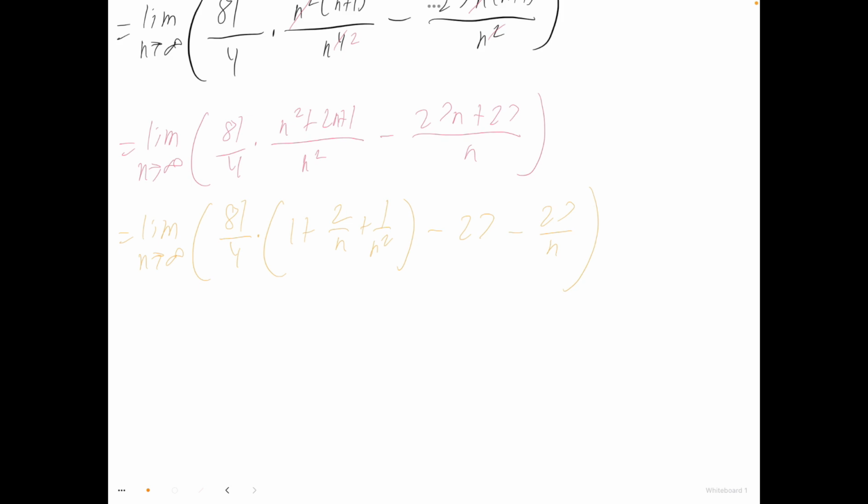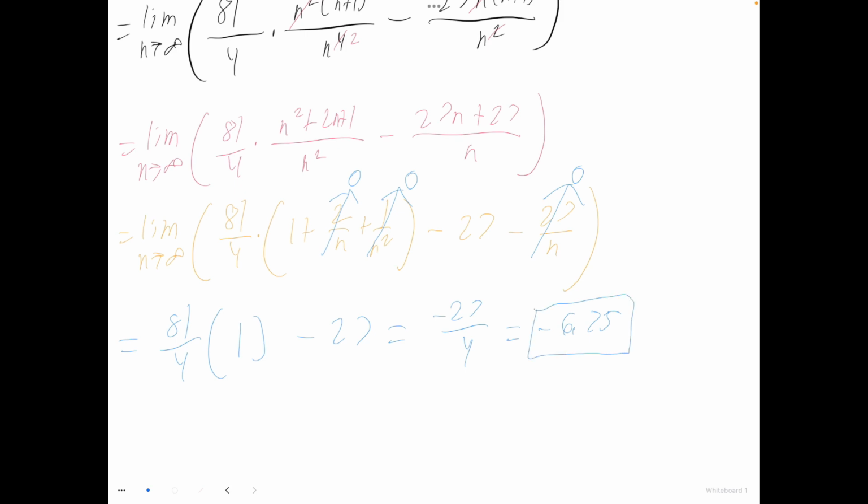And now from here, we just want to actually take the limit of each piece. That's why I wrote it down the way I did. So 2 over n will go to 0 as n goes to infinity. 1 over n squared goes to 0, and 27 over n goes to 0. And so we're left with 81 over 4 times 1 minus 27. And if you compute this, this ends up being negative 27 over 4, which is negative 6.75.